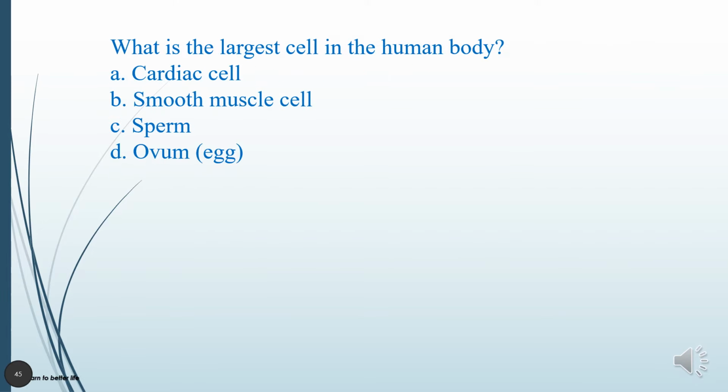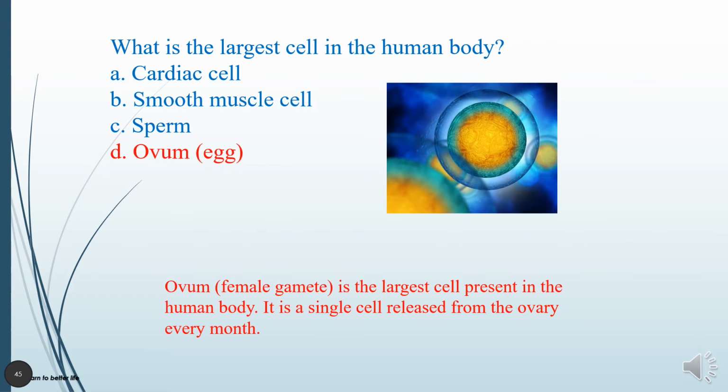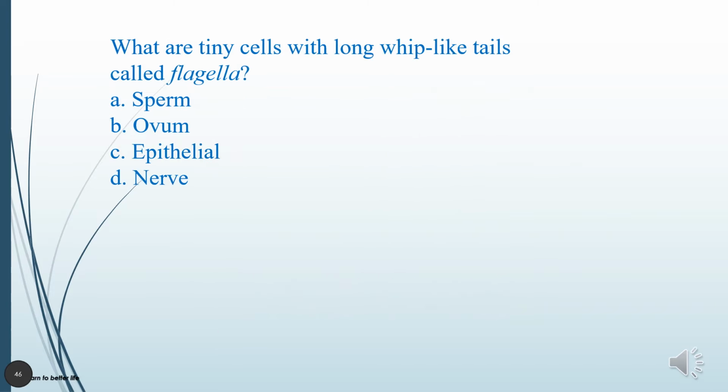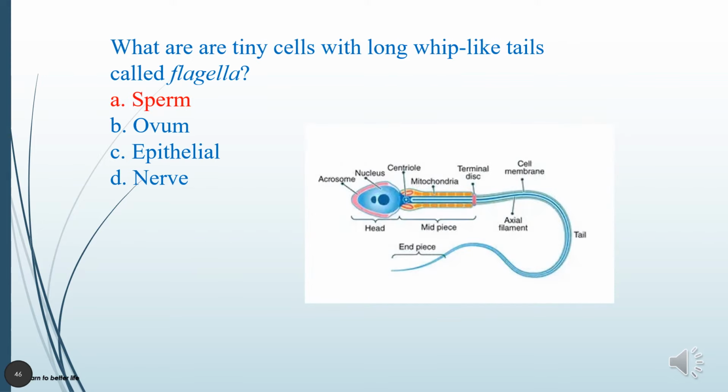What is the largest cell in the human body? A. Cardiac cell. B. Smooth muscle cell. C. Sperm. D. Ovum, egg. The answer is D. Ovum, egg. What are tiny cells with long whip-like tails called flagella? A. Sperm. B. Ovum. C. Epithelial. D. Nerve. The answer is A. Sperm.